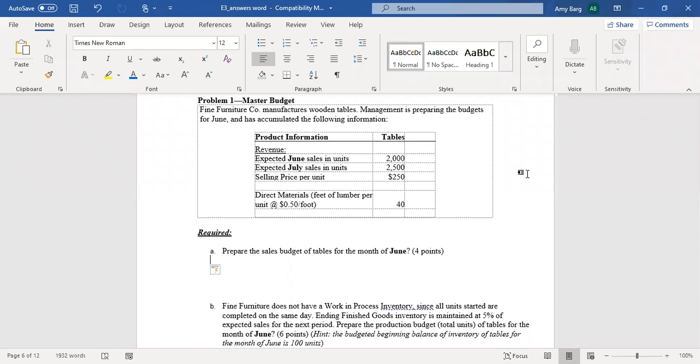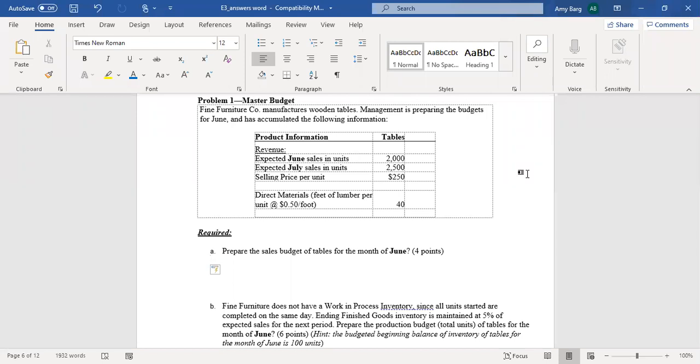All right, so like I said, I'm in exam 3, and I'm going to start with problem 1 and part 2. So it's a budgeting question, and it says, Fine Furniture Company manufactures wooden tables. Management is preparing the budgets for June and has accumulated the following information.